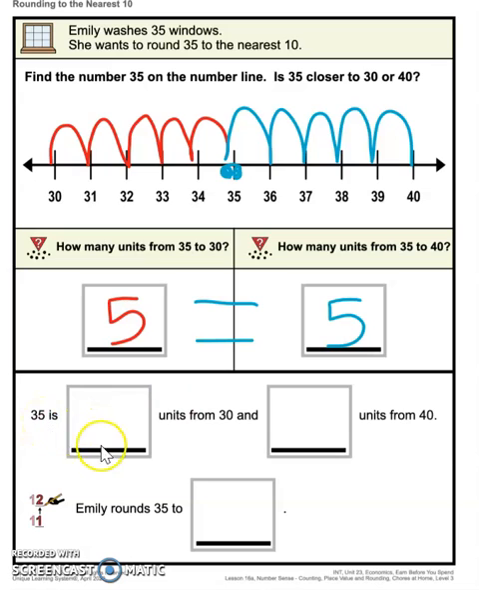35 is, how many units from 30 is it? Write your number. 35 is blank units from 30 and blank units from 40. Write your number. Emily rounds 35 to... Well, in the example it said, if they're the same, you round up. Are you going to write 30 or 40 in that box? Go ahead and write your answer and send me a picture of your work when it's done. Great job!